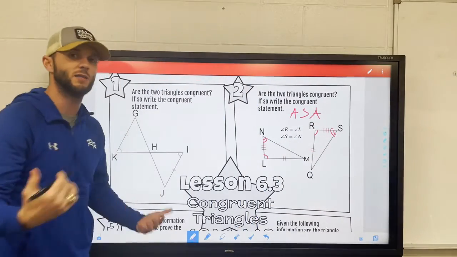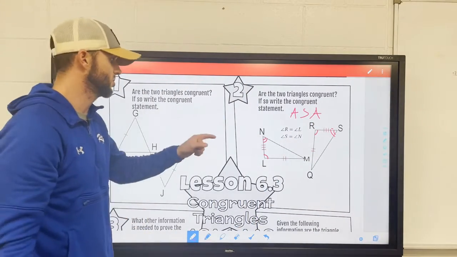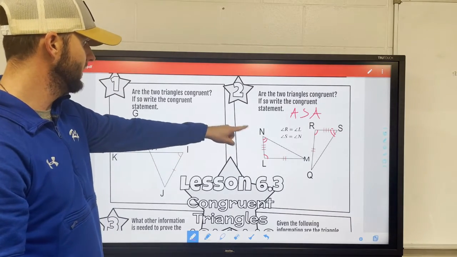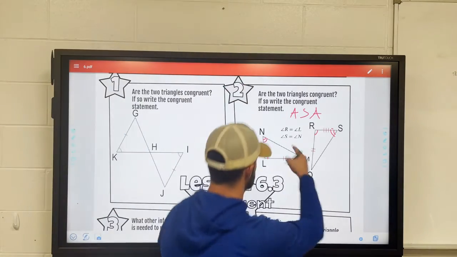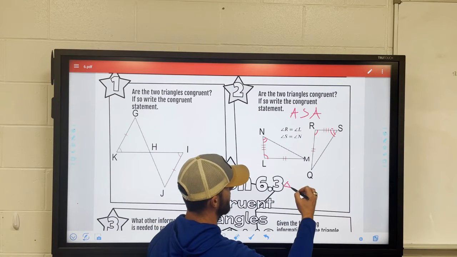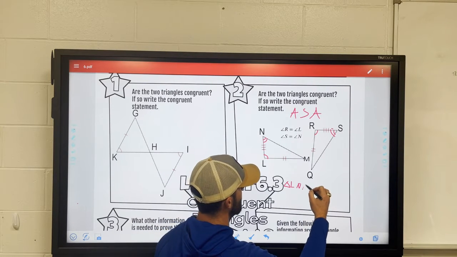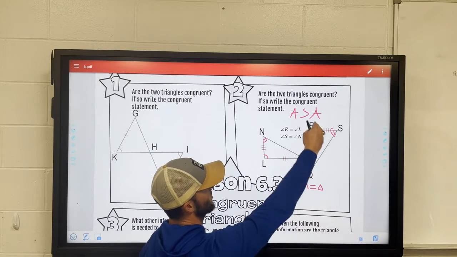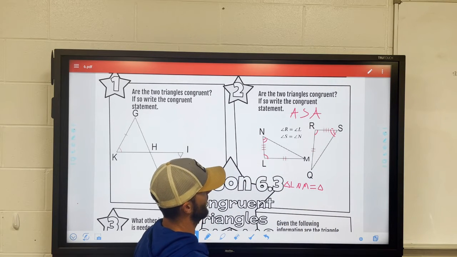And so now I need to write the congruent statement, right? So let's go ahead and just write. I'm going to have L, N, M, right? So I'm going to do this triangle right here, triangle L, N, M. And just so you know, it doesn't necessarily matter how you write the first one as long as you write the corresponding parts the correct way on the second one.